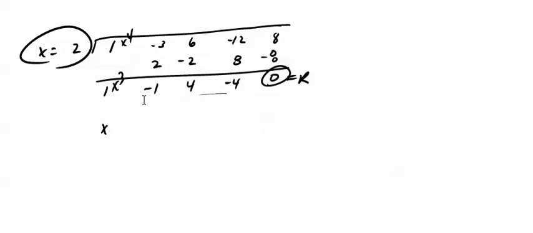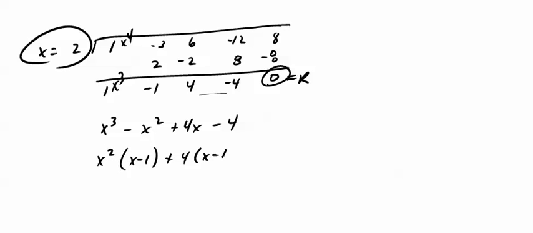Do you see this pattern right here? So I really have x to the 3rd minus x squared plus 4x minus 4. Now, I could keep on doing synthetic division, or I could notice right now that that is something that I can factor by grouping. So I'm going to do that. Factoring is always simpler than anything else. So x squared plus 4 times x minus 1.